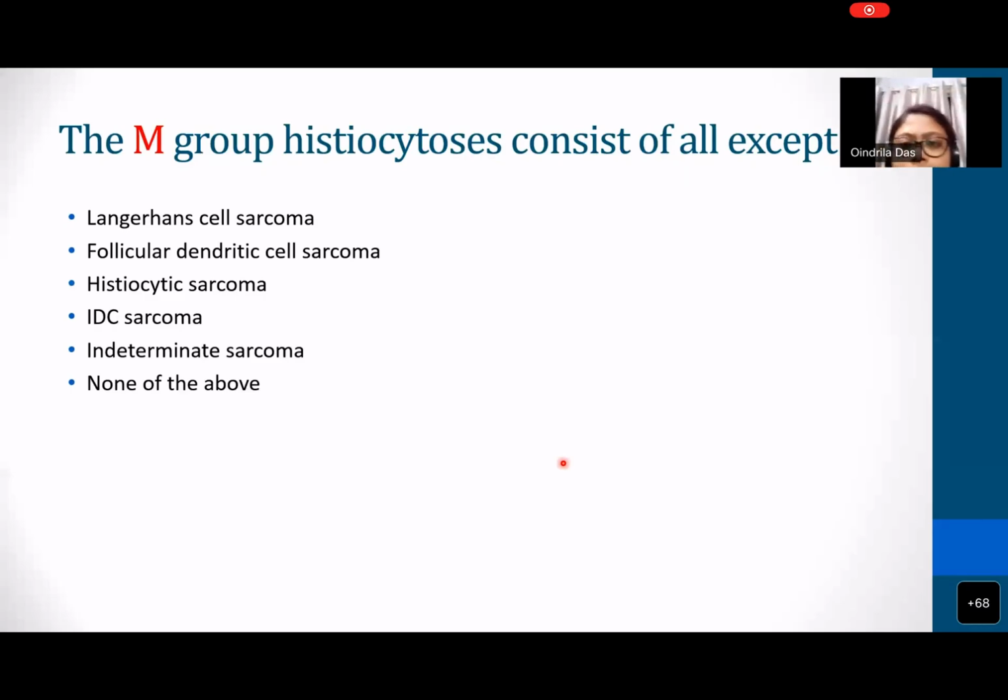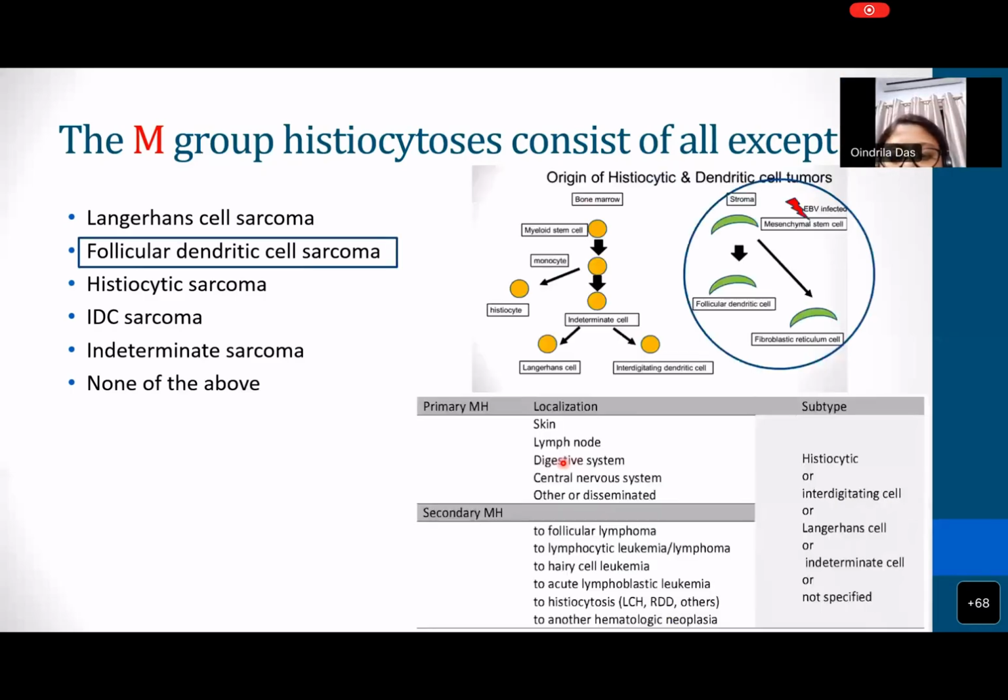Indeterminate sarcoma. Angela, you've answered a lot of questions. Indeterminate sarcoma. No. It is a follicular dendritic cell sarcoma. So now, just refresh your memory. Okay? All of the histiocyte groups do not involve anything that is of mesenchymal derivation. They are all from this myeloid stem cell. Okay? So if you have M group histiocytosis, it will not include a follicular dendritic cell sarcoma. Do you get it?